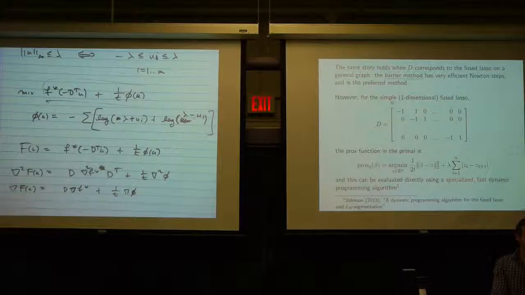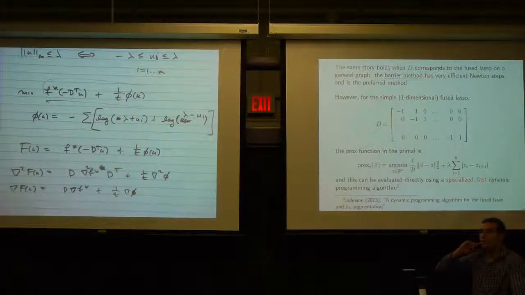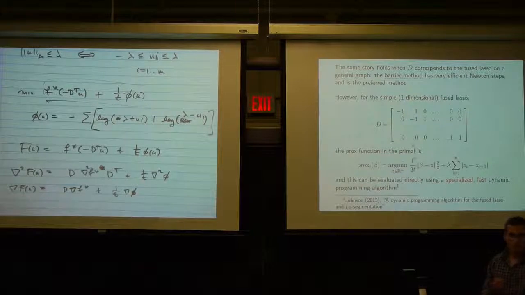So here's a special case, though. If I just tell you that I want to solve the simple one-dimensional fused lasso, that was the very first problem we looked at, where I had a -1 and a 1 in each row, then again I could do the barrier method with Newton steps. That's really what we said for all of these types of problems. But for this very special case, if I go back to that proximal operator, it looks like this.